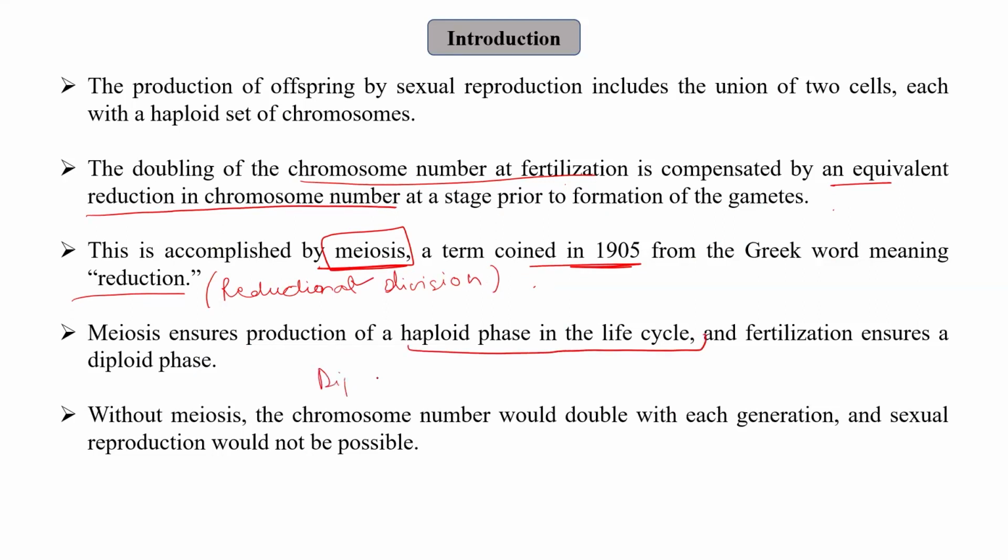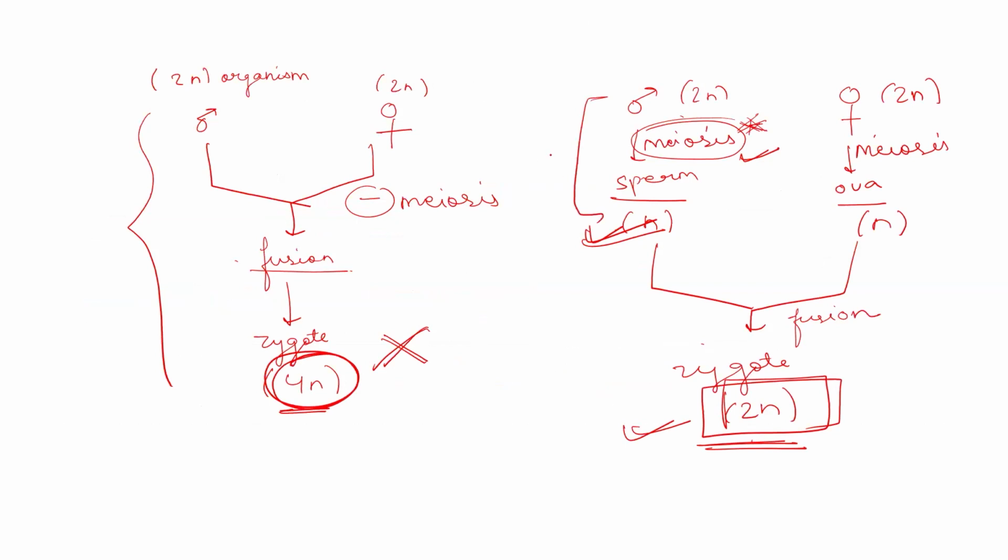So wherever there is a conversion of diploid to haploid, this happens by the process known as meiosis. Meiosis ensures the production of a haploid phase, and fertilization ensures a diploid phase. Whenever a haploid phase is required, that will happen by the process of meiosis, and upon fertilization, these will again be converted into a diploid phase. As I already said, this diploid to haploid conversion happens by meiosis, and upon fertilization, the formation of the zygote again results in a diploid phase.